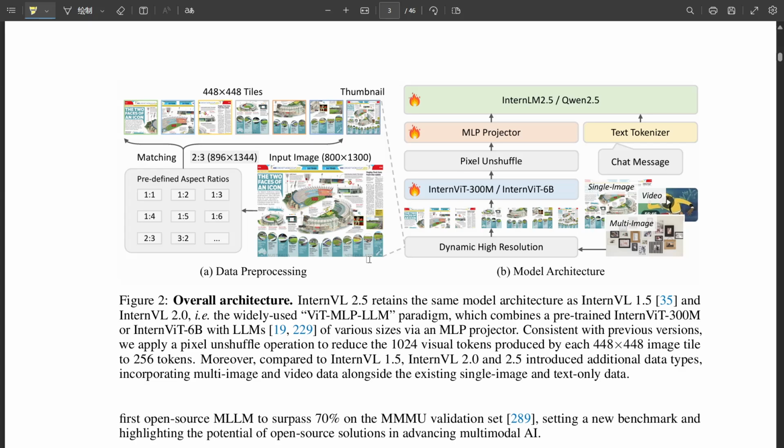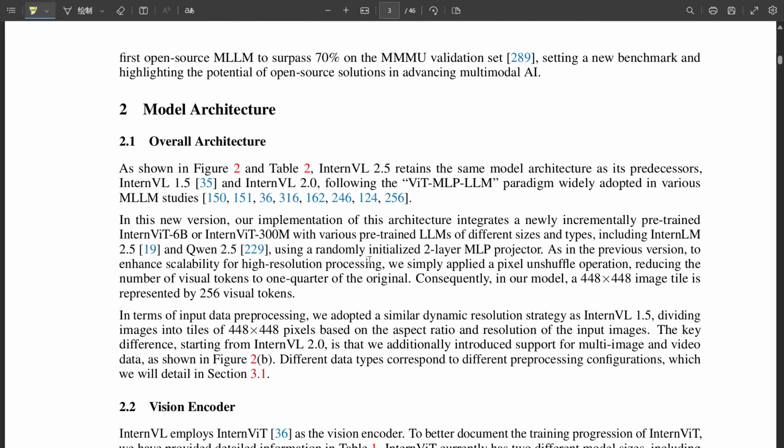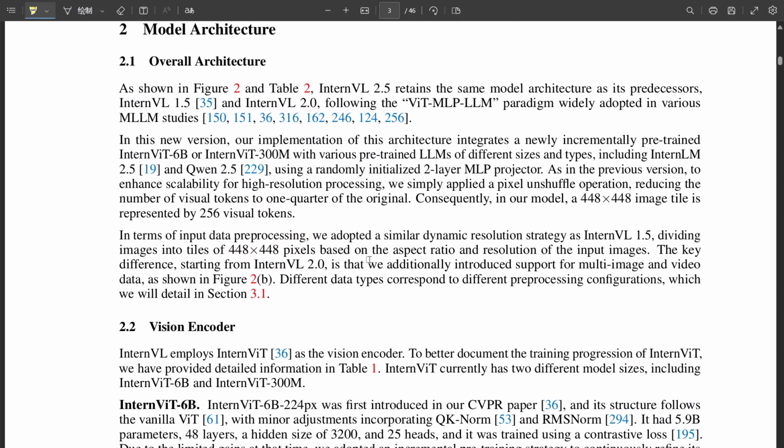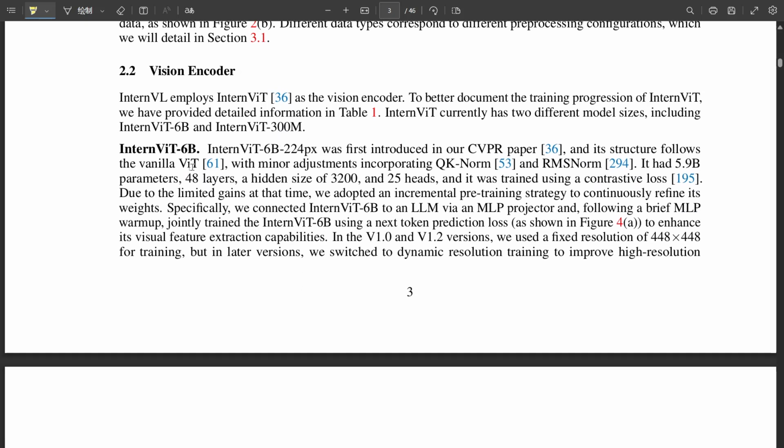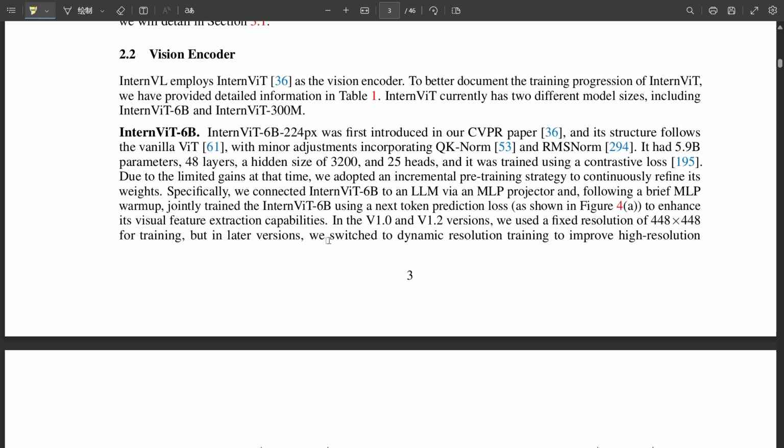So let's dig into some of these other benchmarks when we come back for the next part of our deep dive. We'll explore how InternVL 2.5 does in tasks that involve document understanding, multi-image comprehension, and even real-world scenarios. So stay tuned for that.